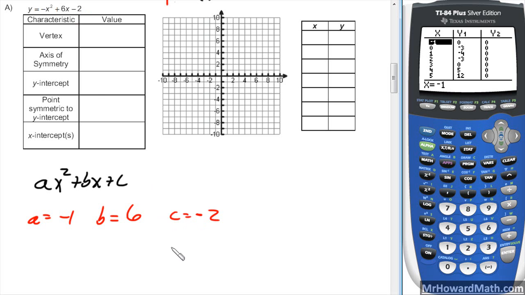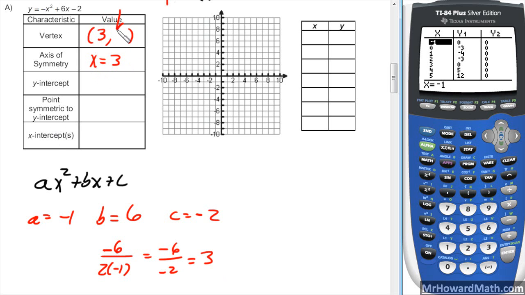We'll find the vertex by finding the x coordinate of the vertex, using negative b over 2a. For us that would be negative 6 over 2 times a, which is negative 1. So that's negative 6 over negative 2. Negative 6 divided by negative 2 is positive 3. So the x coordinate of the vertex is 3, and x equals 3 is the axis of symmetry. Remember, the x coordinate of the vertex and the value of the axis of symmetry will always be the same.